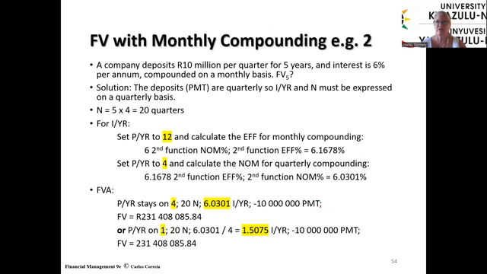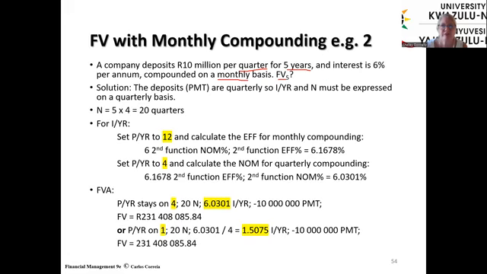Here's a more complicated example. Company deposits 10 million per quarter, for 5 years. So everything hinges off these deposits, which are in quarters. So everything's got to be in terms of quarters. So we're going to have to multiply 5 by 4 to get the number of quarters. Interest, unfortunately, is 6% per annum, but compounded on a monthly basis. We want to know what the future value of their deposits will be at the end of year 5.